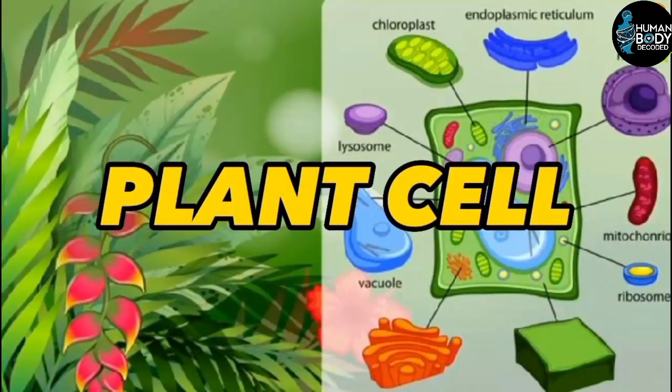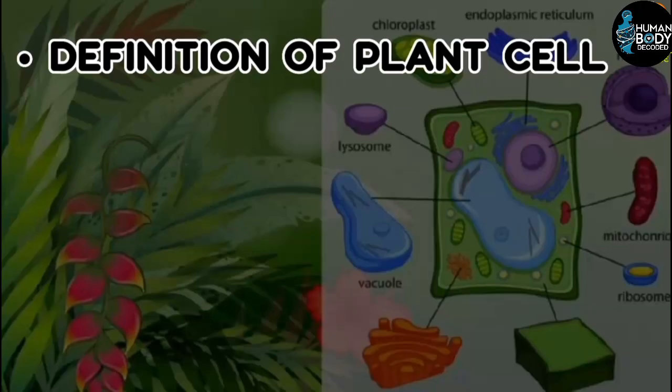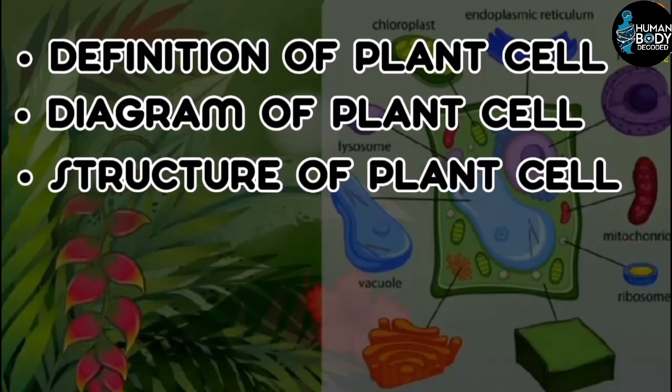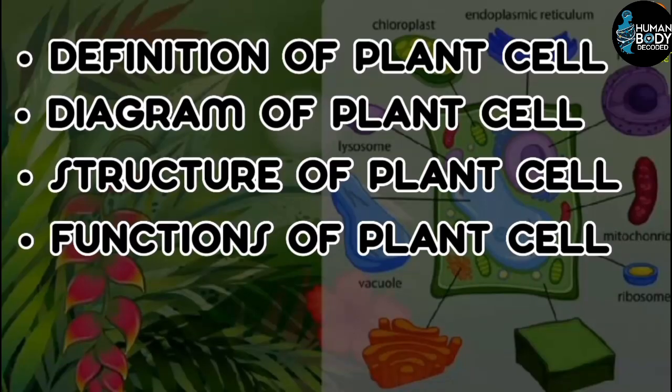Today, I will tell you about the plant cell. We will cover the following aspects in this lecture. First, I will tell you what a plant cell is. I will give its definition. After that, I will teach the plant cell diagram. Then, I will explain the structure of a plant cell. After that, we will move to the functions of the plant cell, what functions the plant cell has.